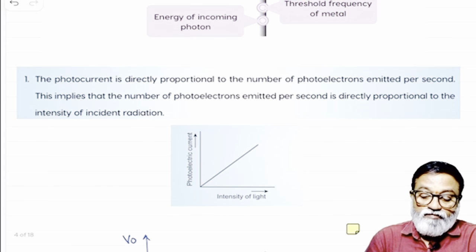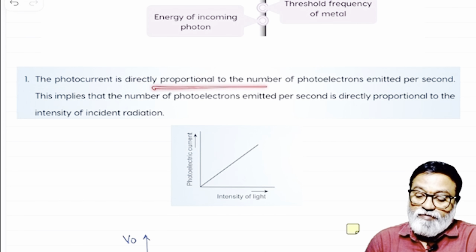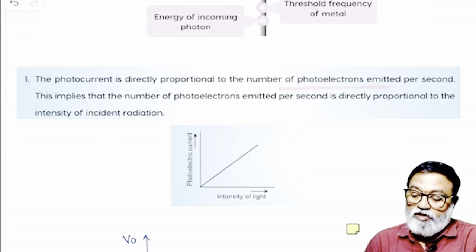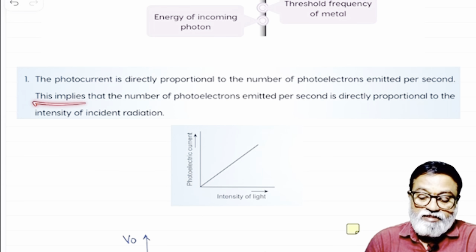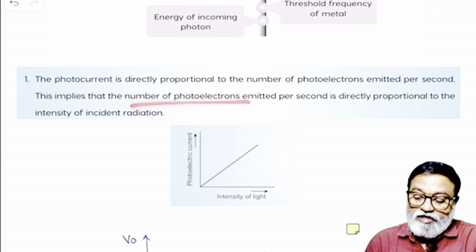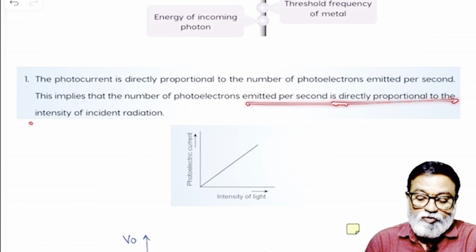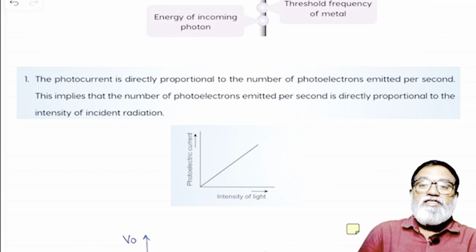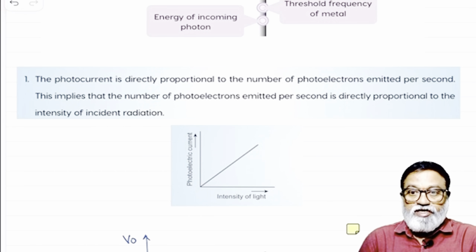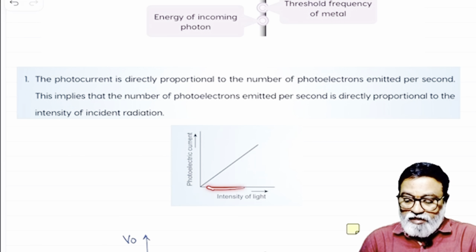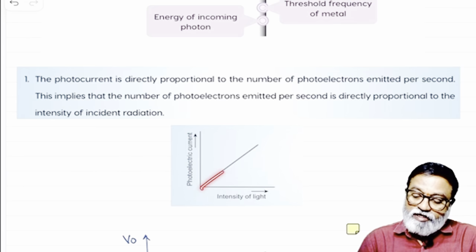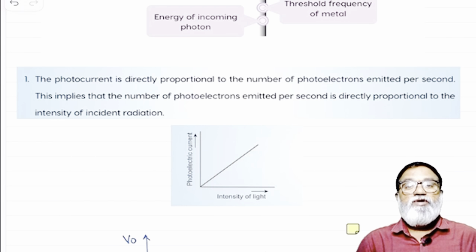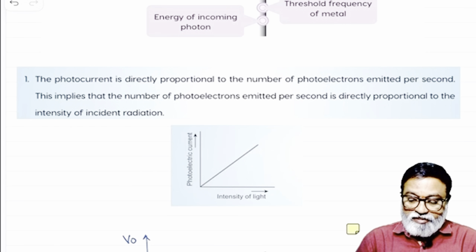Here, the photoelectric current is directly proportional to the number of photoelectrons emitted per second. This implies that the number of photoelectrons emitted per second is directly proportional to intensity. See, as the intensity increases, the number of photons increases. As the number of photons increases, photoelectric current increases. Here, intensity increases, photoelectric current increases. This is the relation between photocurrent and intensity.